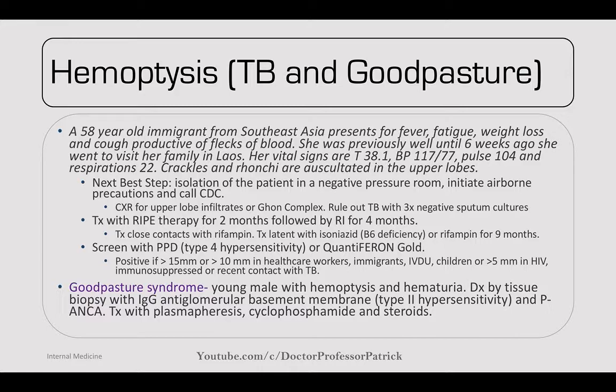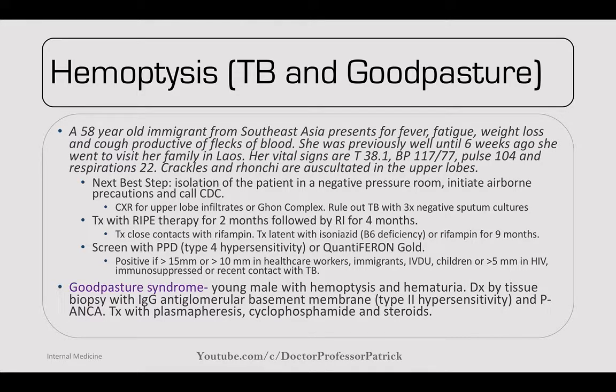So if this patient were positive for TB, we want to treat with RIPE therapy for 2 months, followed by just rifampin and isoniazid for 4 extra months. And we treat all close contacts with rifampin. If someone was positive for a latent TB, so say they had a positive PPD and a negative x-ray, we want to treat with isoniazid for 6 months or rifampin for 9 months. When treating with isoniazid, be careful for B6 deficiency, which can cause a glove and stocking neuropathy.